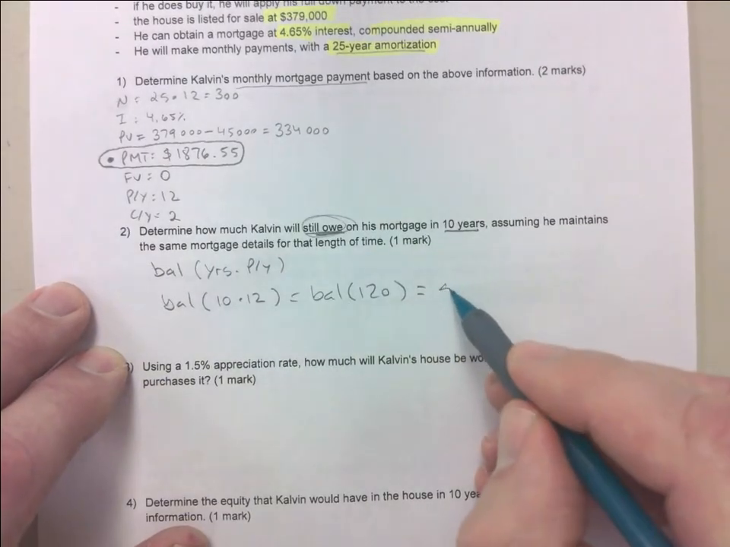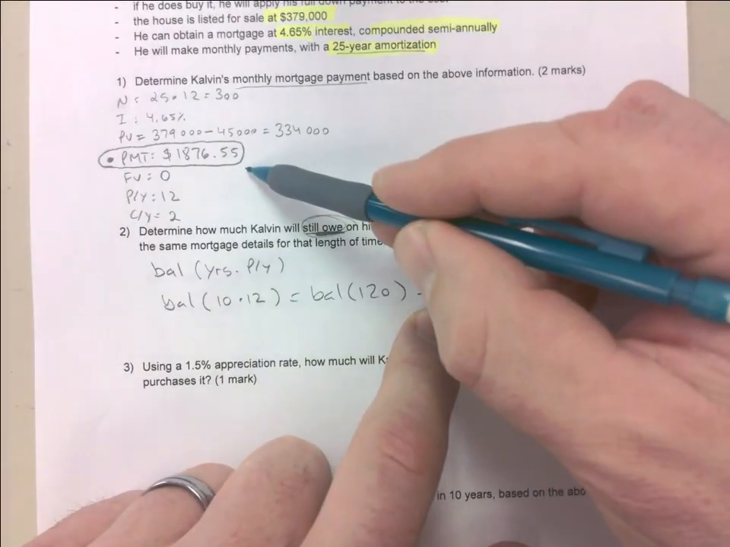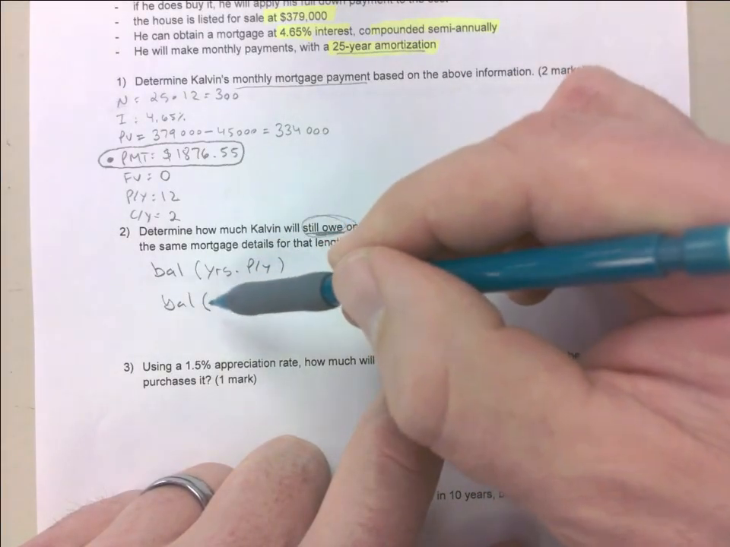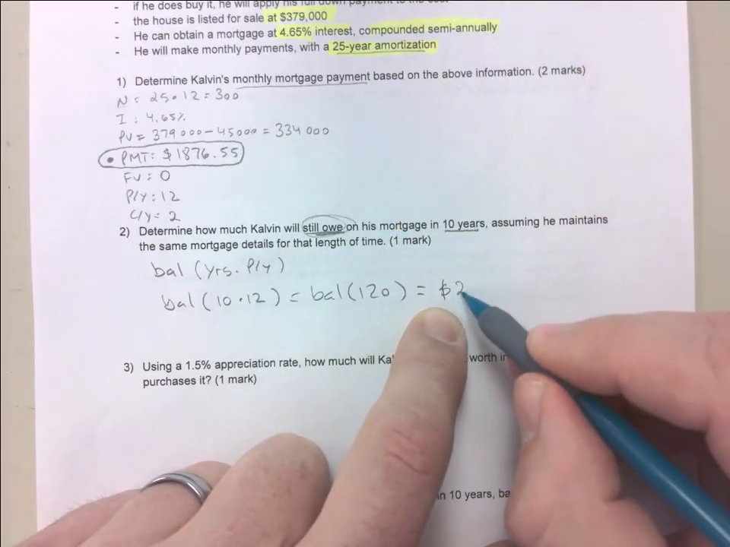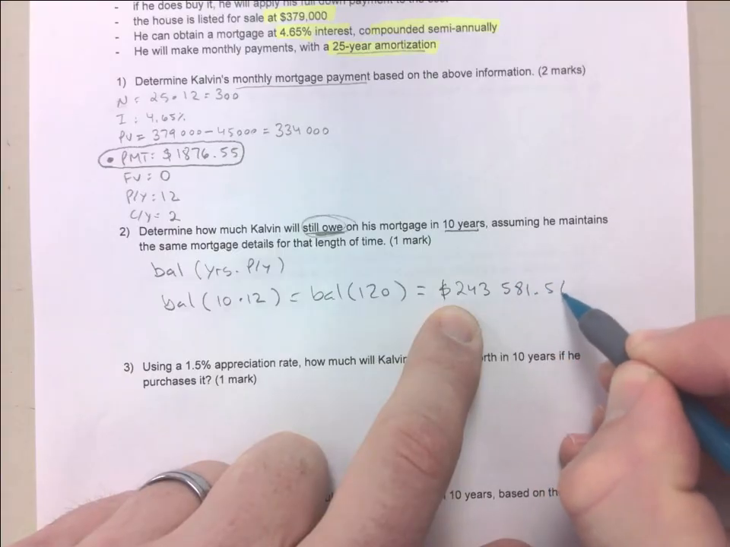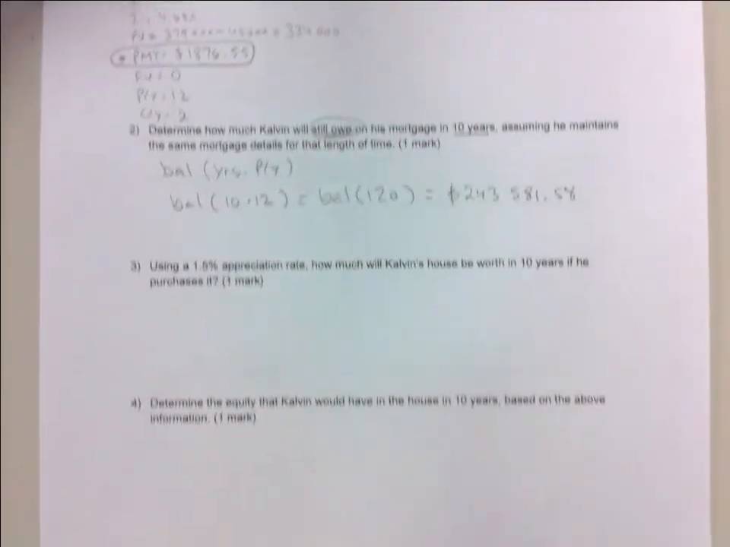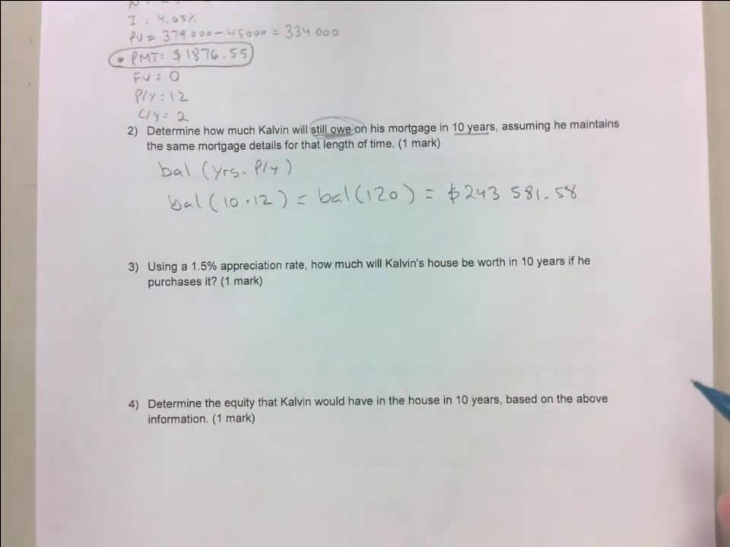If you do that, if you call this up, make sure you quit your TVM screen, go to the home screen, then go and find balance. You have $243,581.58. Okay.